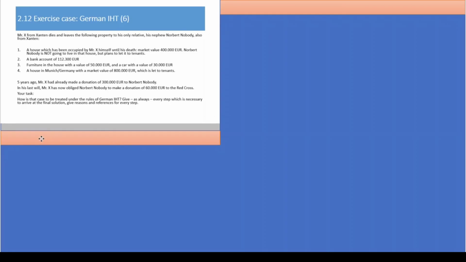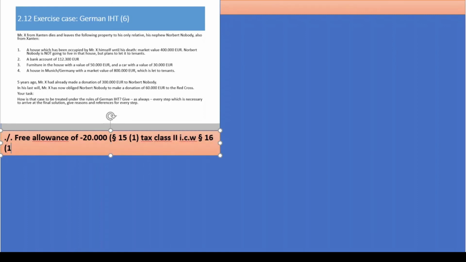Afterwards, we have now to think about the personal allowance. Minus the free allowance of minus 20,000. That was paragraph 15.1, tax clause 2, in combination with paragraph 16.1, number 3 of the Inheritance Tax Act. So we arrive at 562,000 euro.